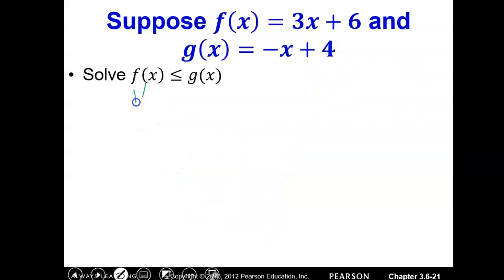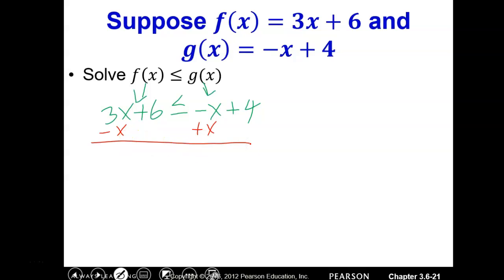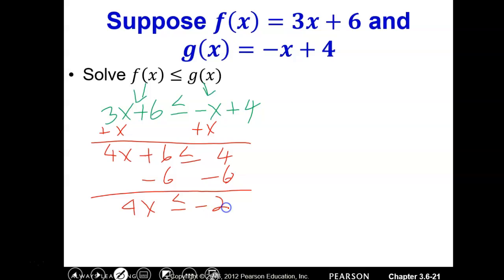Okay, how about this one? Do the same thing. f of x is 3x plus 6, is less than or equal to g of x, which is negative x plus 4. Equation doesn't have much problem. You just have to be careful with inequality and know when the inequality sign changes. So it's going to be the same thing, less than or equal to 4. Now we subtract 6 from both sides. So 4x is less than or equal to negative 2. Again, we are dividing by 4, and 4 is positive, so don't be confused with the negative here. The divisor is what you have to watch out for, or the multiplier. So x has to be less than or equal to negative 1/2.